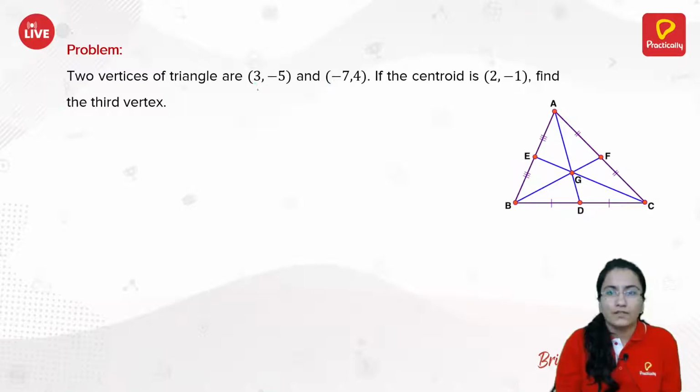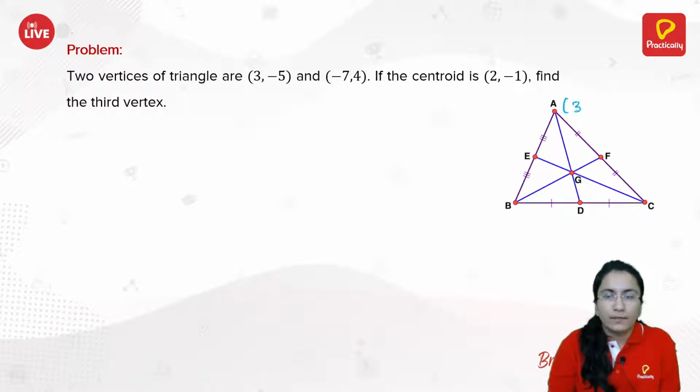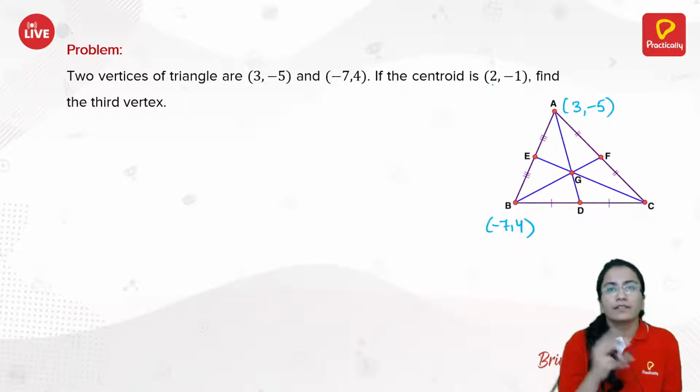There are two vertices given to you. Let's say that the two vertices which are given to you are A and B. Let's just name it over here in the figure: 3 comma minus 5, and here it is minus 7 comma 4. If the centroid is 2 comma minus 1, find the third vertex.